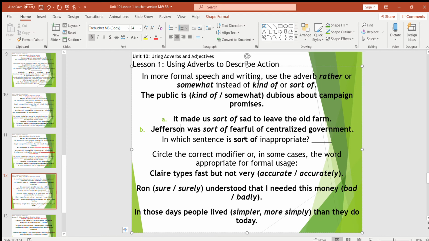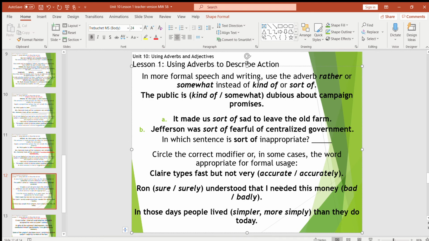So, circle the correct modifier, or in some cases, the word appropriate for the formal usage. And if it helps, underline the word that it modifies so you know which one to go with, the adjective form or the adverb form. So, Claire types fast but not very accurate or accurately.